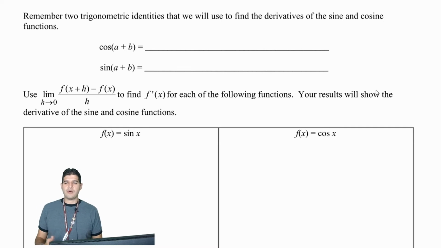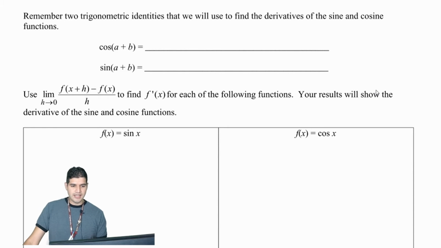So to start off, I want to do a refresher of two trigonometric identities. In your trigonometry class, you learned about identities. You may not recall these specifically, but we're going to use these to prove some of these derivatives that we get for sine and cosine.